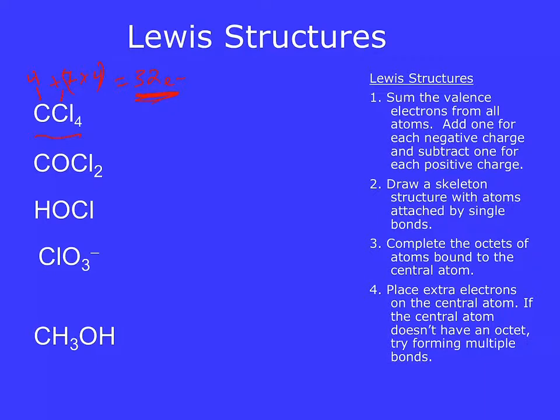Now we're going to draw a skeleton. So we're going to go to Rule 2. Draw a skeleton structure with atoms attached by single bonds. Okay, so we're just going to place the carbon in the middle, because it's often in the middle. You'll get used to that. Carbon is often a central atom. And I'm just going to place the chlorines around it. Okay, now the next rule says complete the octets of atoms bound to the central atom. So those are the chlorines that are bound to the central atom. Okay, so carbon is the central atom.